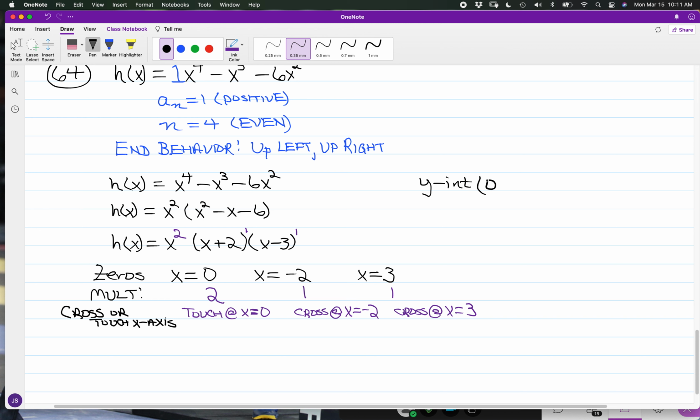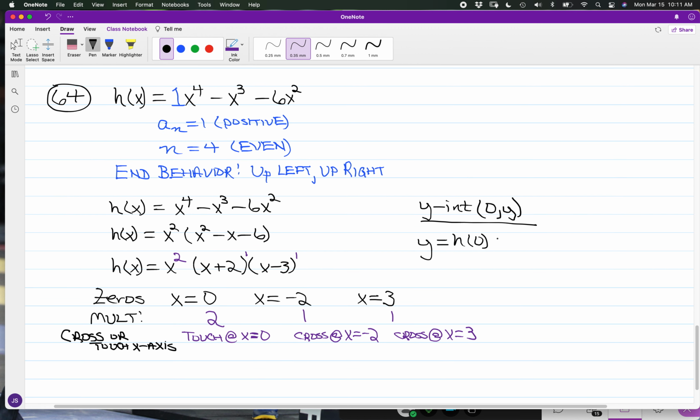And for the case of the y-intercept, when x is set to 0, you have y is equal to h of 0. So you have 0 to the 4th minus 0 to the 3rd minus 6 times the square of 0. And all of these terms are going to be negligible. So again, y is equal to 0, and the y-intercept will again be centered at the origin.